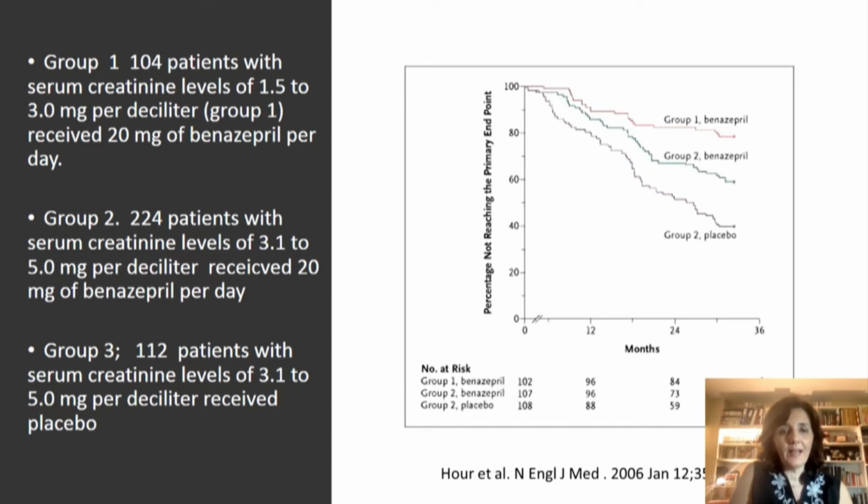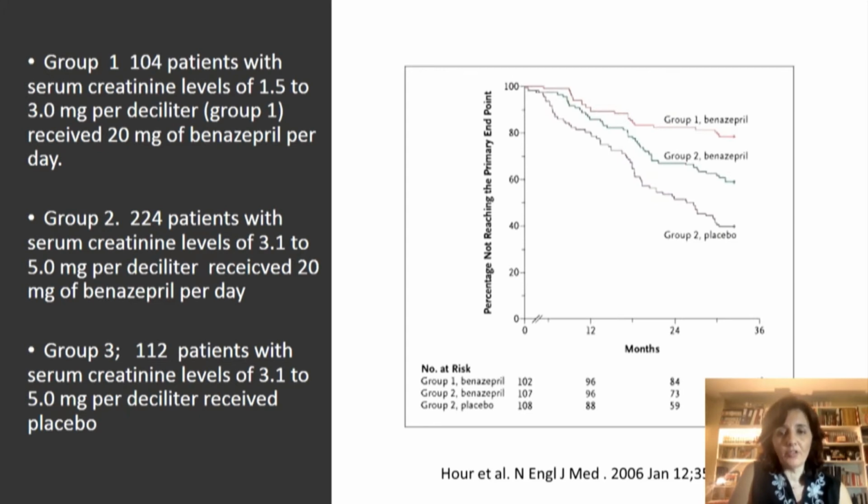The patients were divided into 3 groups regarding their baseline serum creatinine. Group 1 were patients with serum creatinine level between 1.5 and 3 milligrams per deciliter. Groups 2 and 3, in green and in purple, were patients with advanced CKD and serum creatinine between 3.1 and 5 milligrams per deciliter. Groups 1 and 2 received benazepril and group 3 received placebo.